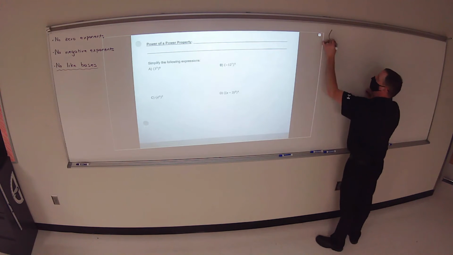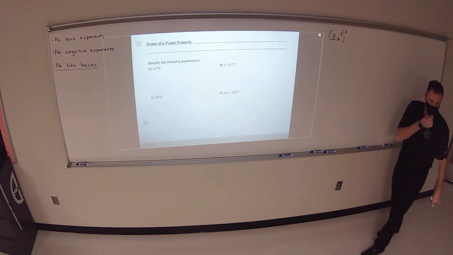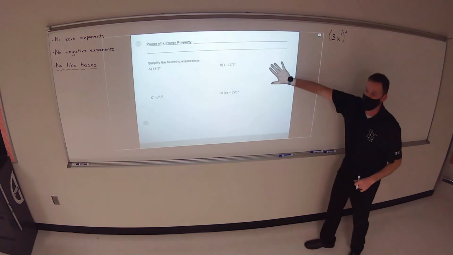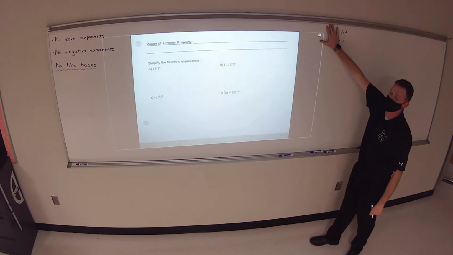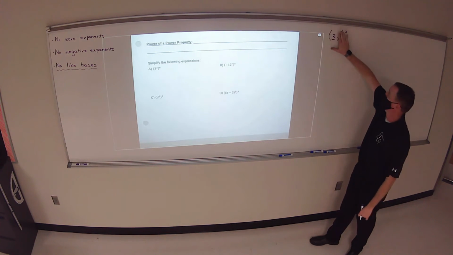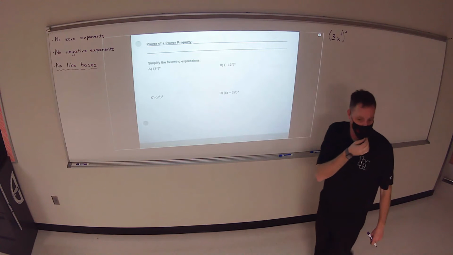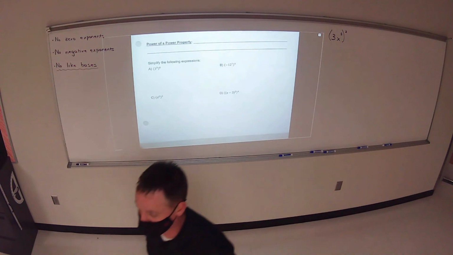If I gave you 3x to the 5th, and I asked you to square that, okay, our first property that we just got done looking at said, what if I just have x to the 5th squared? Or what if I just have 3 squared? Now I've got the whole thing here. Okay, so we need to know what to do in this particular problem to guarantee that we're going to get the right answer.